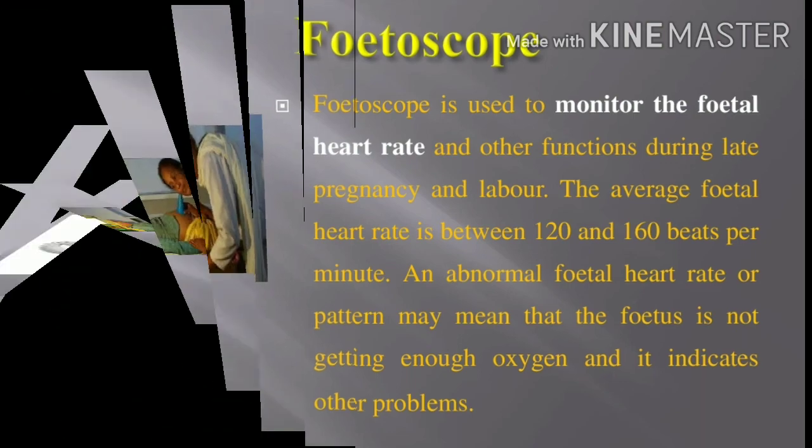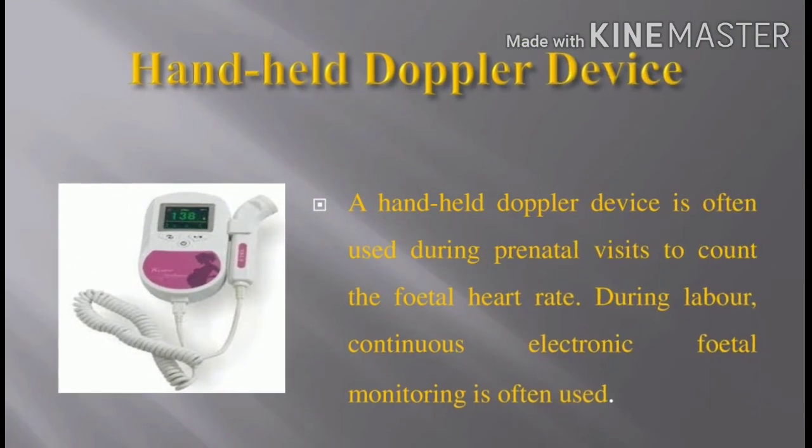Can you understand? Next is the handheld Doppler device. This device is also one of the prenatal diagnostic tools. It is helpful to count the fetal heart rate during labor. Continuous electronic fetal monitoring is often used. What is a handheld Doppler device? It is a prenatal diagnostic tool to count the fetal heart rate. During labor, continuous electronic fetal monitoring is often used.